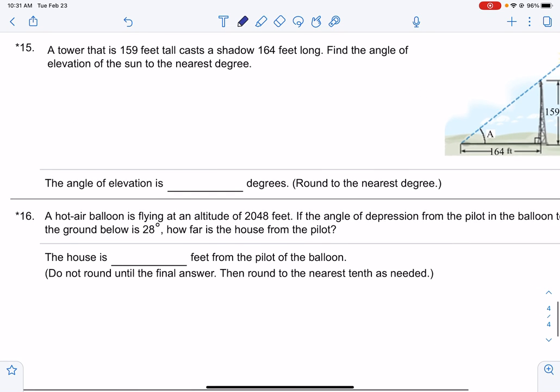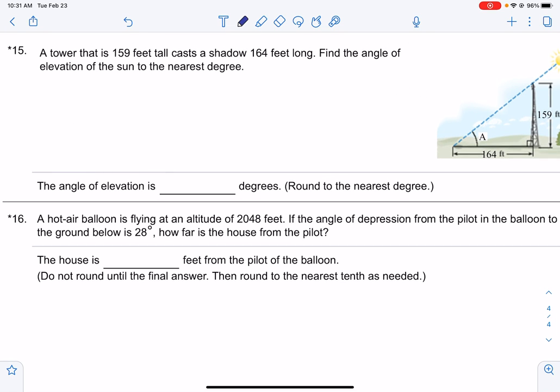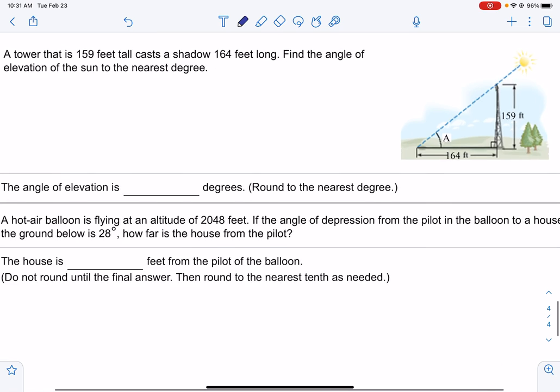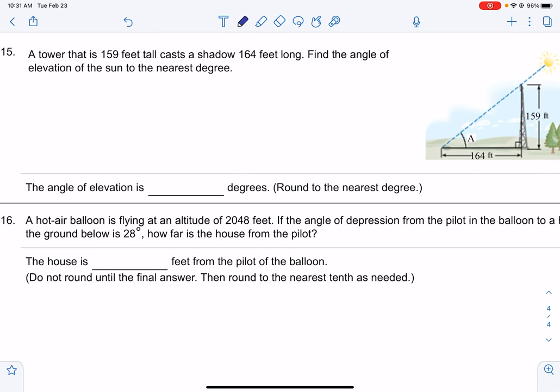All right, next story problem. Again, it's going to give you the picture, which is hopefully just helping you get ready for the next one where you're going to have to do that yourself. So this one says that a tower is 159 feet tall and it has a 164-foot shadow. Find the angle of elevation of the sun. All right, so again, it draws the triangle for you. So we're just going to treat this like any other right triangle, and I'm going to label it hypotenuse. This is the angle that I'm using, so that makes 159 the opposite, and 164 becomes the adjacent, okay?